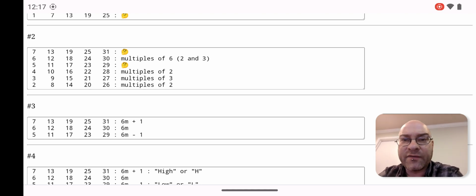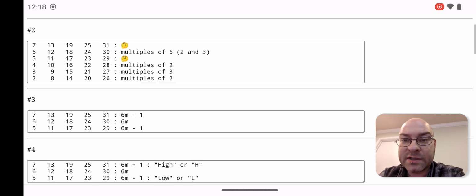And for the thinking face rows, I've tried to add some kind of detail that might be useful to us. And that detail is that we know that the multiples of 6 are 6 times m for some factor m. And then the row above is going to be 6m plus 1, and the row beneath is going to be 6m minus 1. I think everybody can grasp that pretty easily.